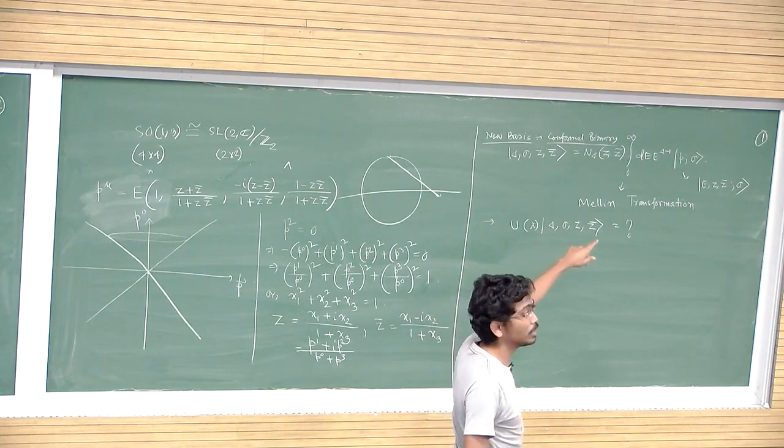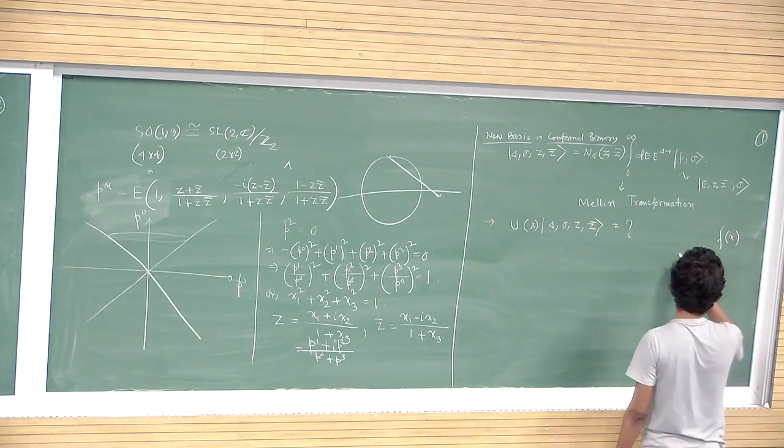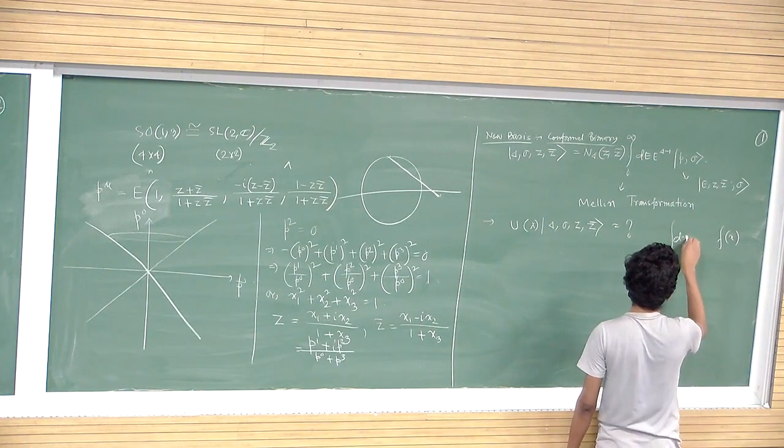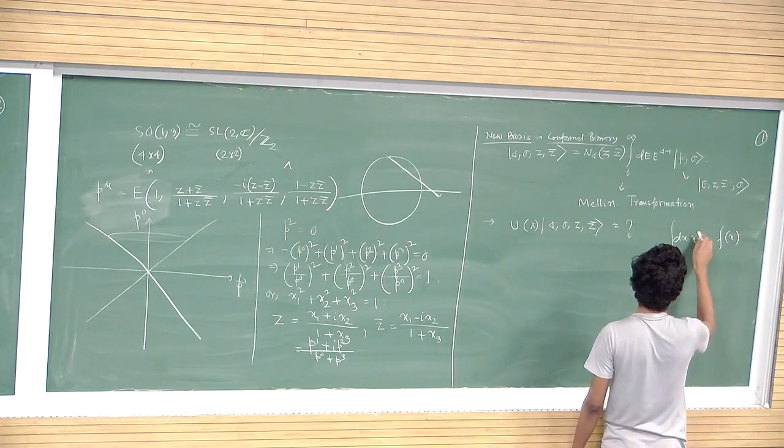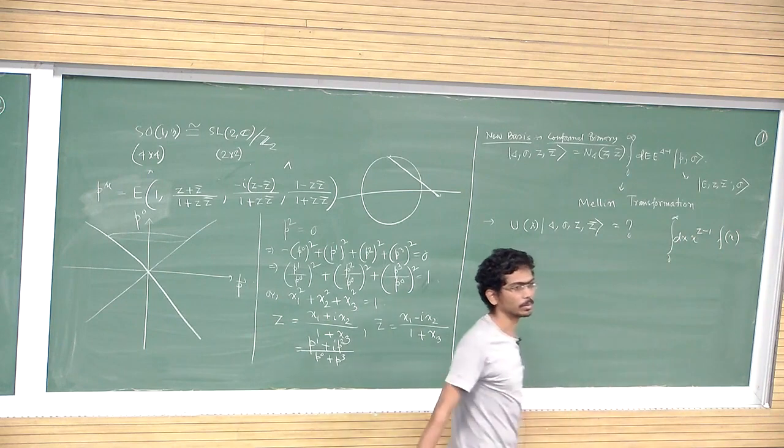This is the Mellin transformation actually. So if you have a function, say f of x, the Mellin transformation is defined in this way: integral dx x to the power z minus 1 f of x, from 0 to infinity. This is the definition of the Mellin transformation.